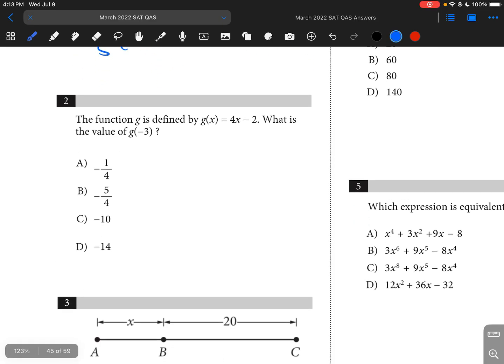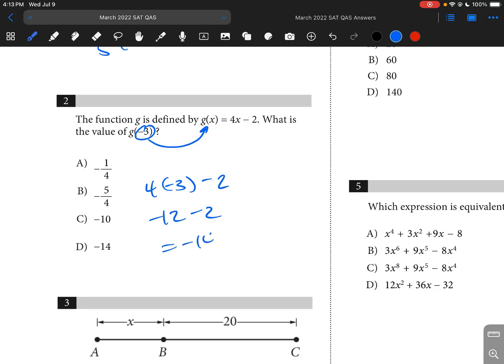The function g is defined by 4x minus 2. What is g of negative 3? So for these, you just got to plug in negative 3 for x. So you have 4 times negative 3 minus 2. You get negative 12 minus 2, which is negative 14.